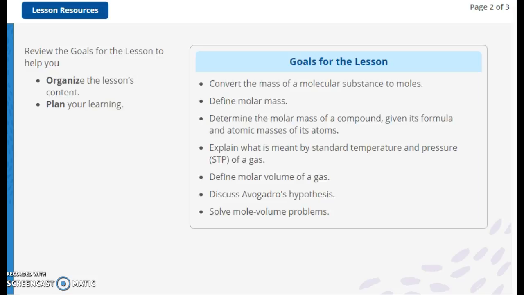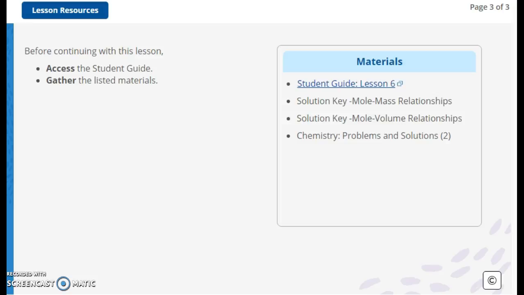Goals for the lesson: convert the mass of a molecular substance to moles, define molar mass, determine the molar mass of a compound given its formula and atomic masses of its atoms, explain what is meant by standard temperature and pressure, abbreviated STP, of a gas, define molar volume of a gas, discuss Avogadro's hypothesis, solve mole volume problems.